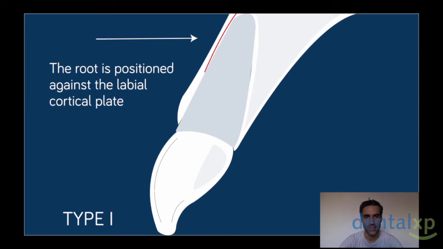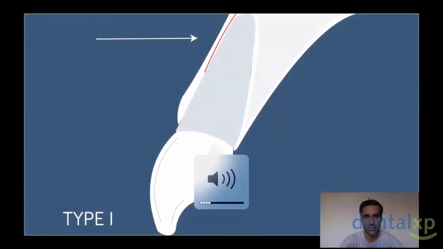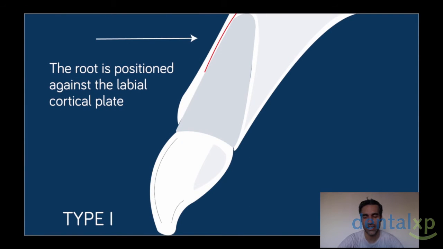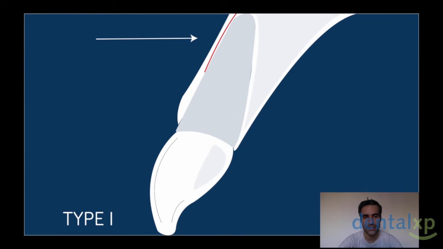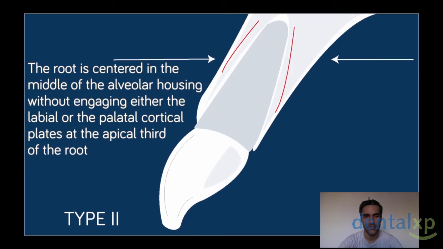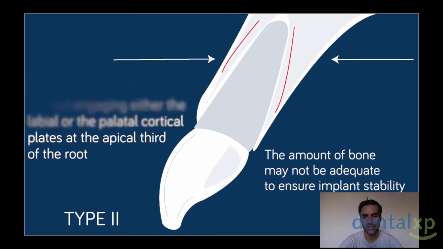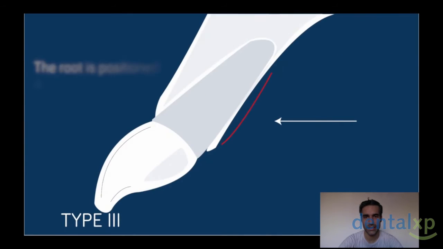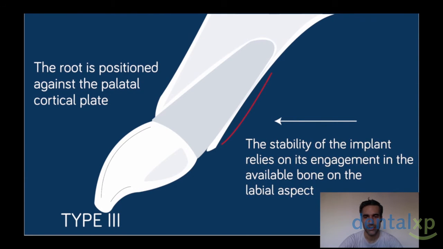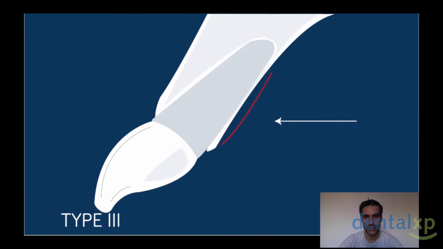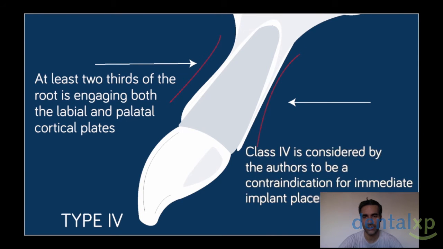socket. And another thing that we have to check is where the root is positioned from a sagittal point of view, and this is from an article from Kan in 2001. As you can see, there is the root that is positioned against the buccal cortical plate. That is the type 1 socket. The type 2 is when the root is in the center of the socket, and the type 3 socket is when the root is positioned against the palatal cortical plate, and the type 4, that is the worst socket, the worst type, is when you don't have bone either buccally or palatally.